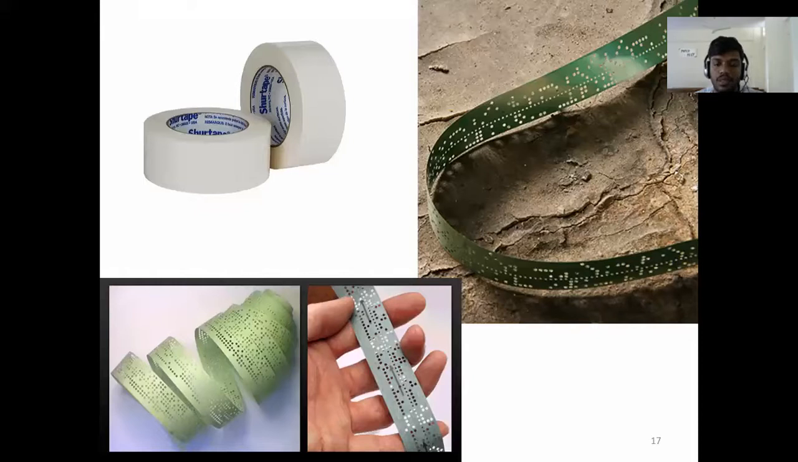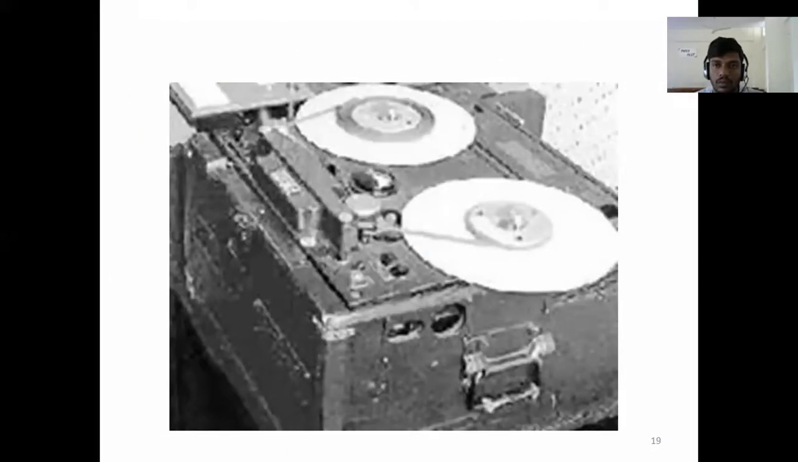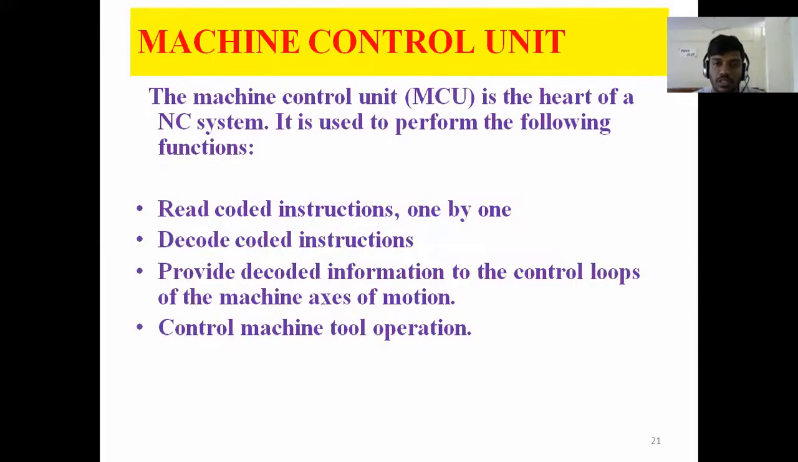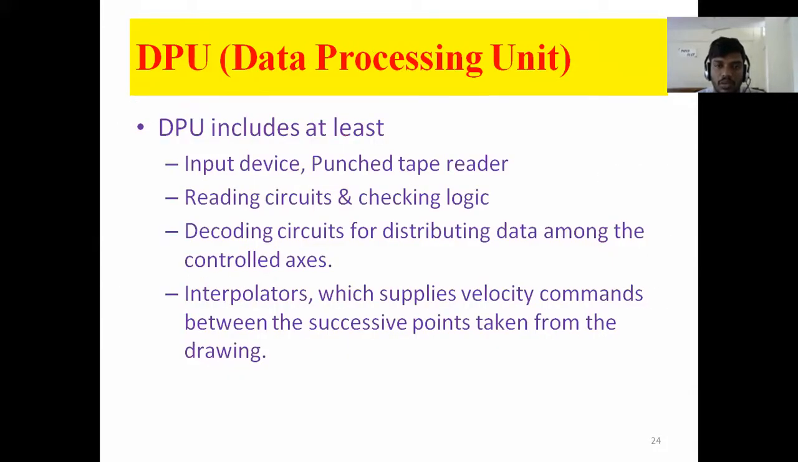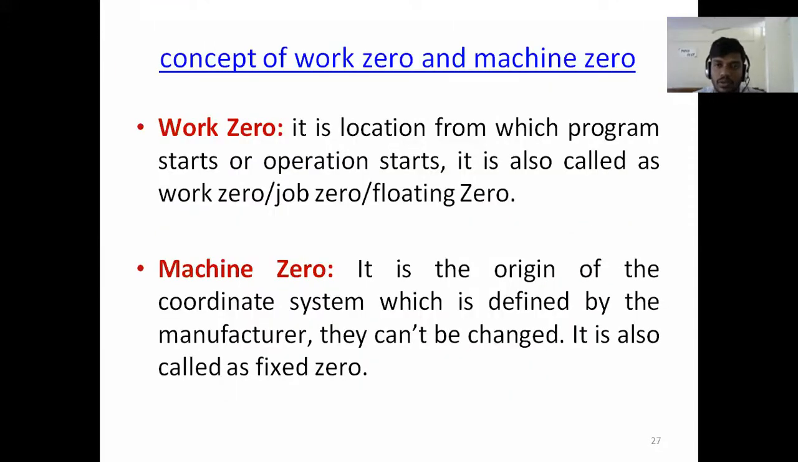Then these are examples of a punch tape. You can see how the punch tape actually looks. Then this is a punch tape reader, how we read the punch tape, convert it into a signal, and pass that signal to the machines. Then the MCU, one of the major units, we can call it the heart of the NC system. This is the processing unit. Okay, and we saw the work zero and machine zero point.